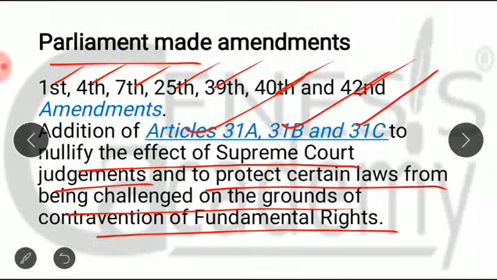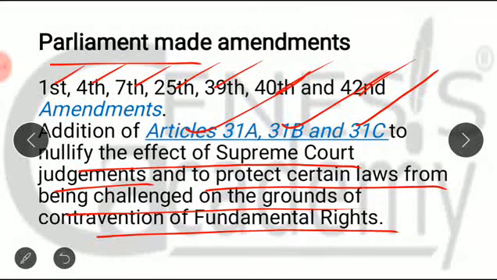You must know Schedule 9, it protects certain laws which are made by the state or a parliament for the abolition of zamindari system, etc. These laws were in contravention with the fundamental right to property, and these laws were protected by an amendment made by the parliament by inserting Schedule 9. So you have to remember that right to property was a controversial article.